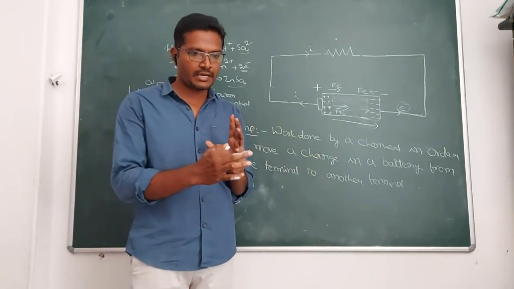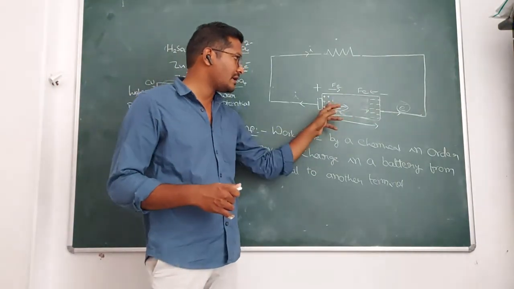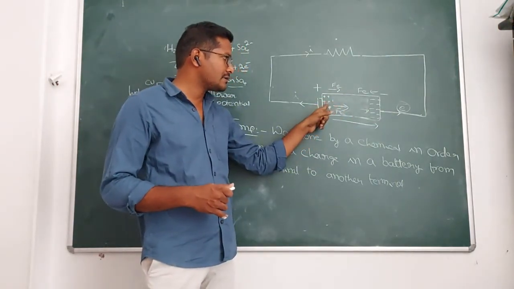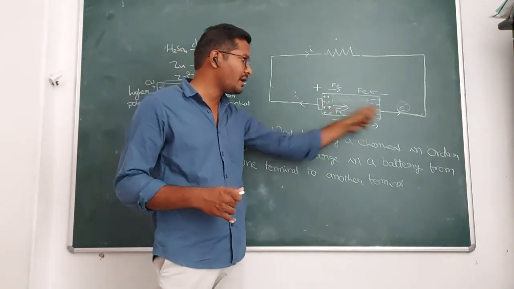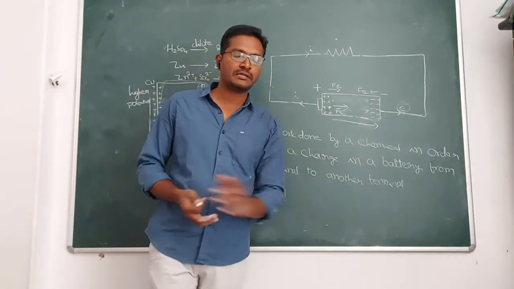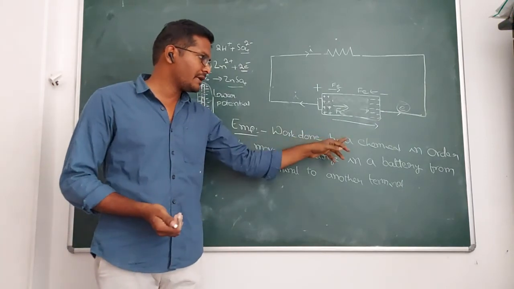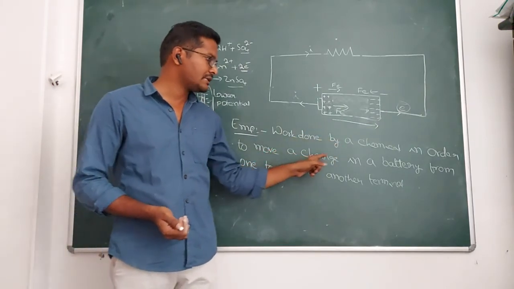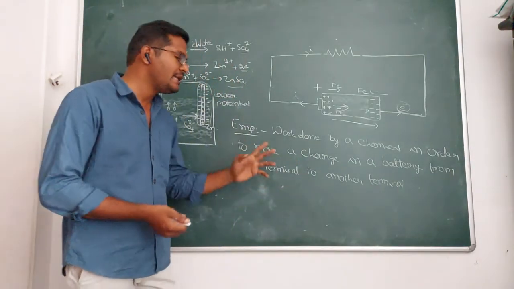Where is the repulsion and where is the attraction? Here is the repulsion to the negative charges. Here is the attraction. When the electron comes here, it does not move on its own. Someone has to do work in order to move it. Who is doing that work? A chemical force is doing that work. That work done by the chemical force in order to move a charge inside a battery from one terminal to another terminal is said to be the EMF.